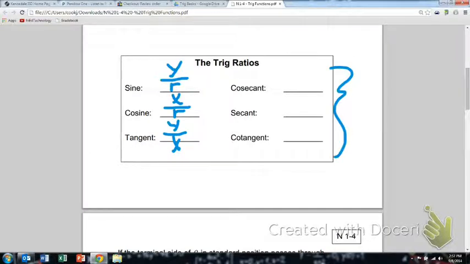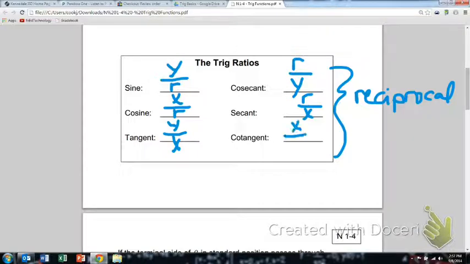And then these 3 are the reciprocal ratios because they're reciprocals of the main 3. Cosecant is the reciprocal of sine, so cosecant would be r over y instead of y over r. Secant's the reciprocal of cosine, so it would be r over x instead of x over r. And then cotangent is the reciprocal of tangent, so that would make it x over y. A lot of people get confused. They think that cosecant and cosine should go together, but they don't. So just start getting that in your head now that they don't go together.